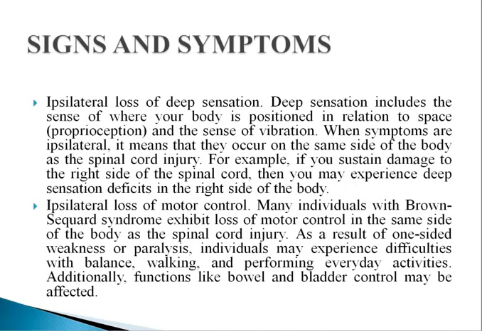The next sign is the ipsilateral loss of motor control. Many patients with Brown-Sequard syndrome exhibit loss of motor control, similar to the previous one, on the same side of the body as the spinal cord injury. As a result of this one-sided weakness or paralysis, patients may experience difficulties in walking, balance, and performing everyday activities. Additionally, functions like bowel and bladder control may also be affected.